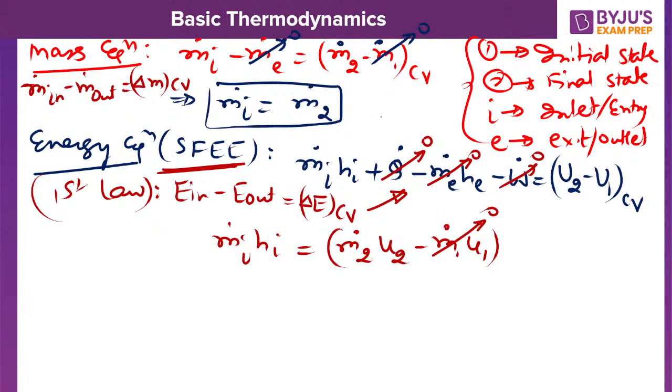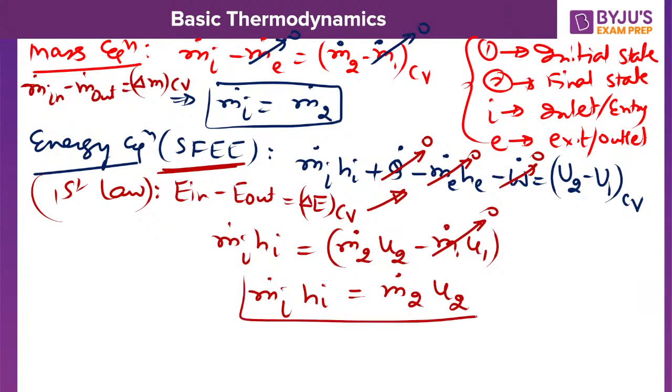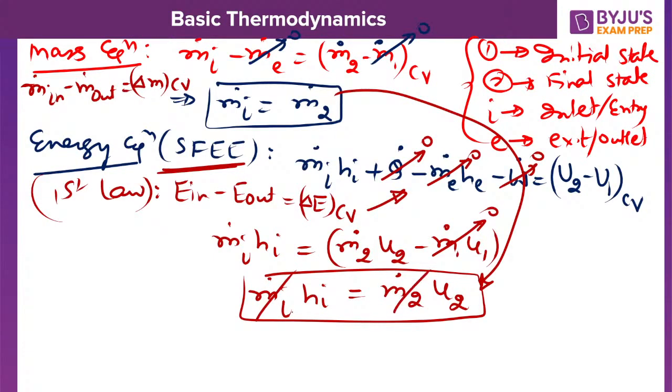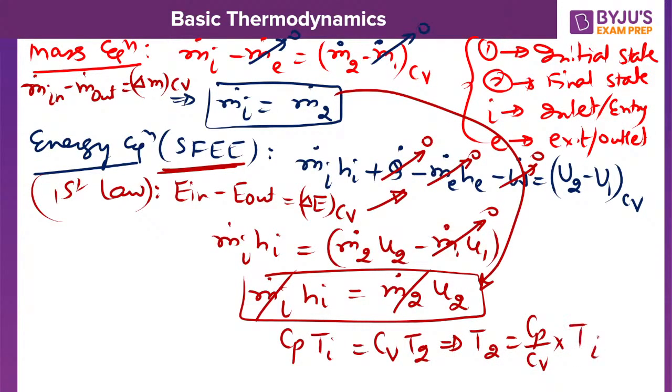The vessel is initially empty. So m dot i into Hi is equal to m2 into U2. That is our expression, and we have already got m dot i is equal to m2. These two will get cancelled out. And what is Hi? Hi is Cp into Ti. What is U2? That is Cv into T2. And from here we will get T2 is equal to Cp by Cv into Ti.